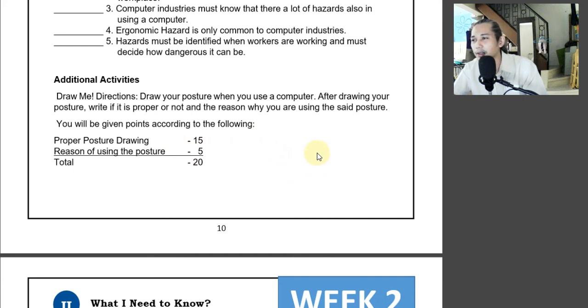Write if it is proper or not, and reason out why you are using this posture. So, papakita mo kung paano ka umupo doon sa computer. Kung naka-slouch ka, kung nakayuko ka gumamit ng computer, explain bakit ganun yung posture na ginagawa mo sa paggamit ng computer. So, that's the reasoning for this activity.